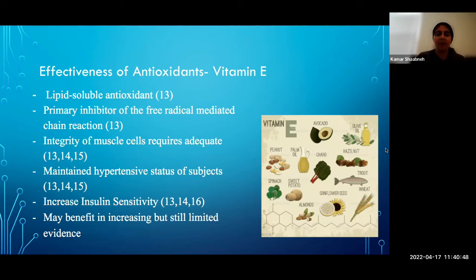So when looking at athletes, it preserves the integrity of the muscle cells, and then when you have adequate amounts of vitamin E, it maintains the hypertensive status of subjects. So subjects that were given 400 IUs of vitamin E, which will later be explained, that's the recommended amount, had their hypertensive statuses maintained and kept normal. It increases insulin sensitivity, and then again, it may benefit in increasing, but it's still very limited evidence.